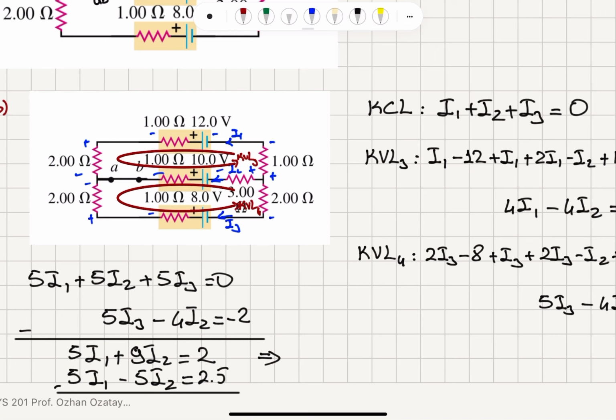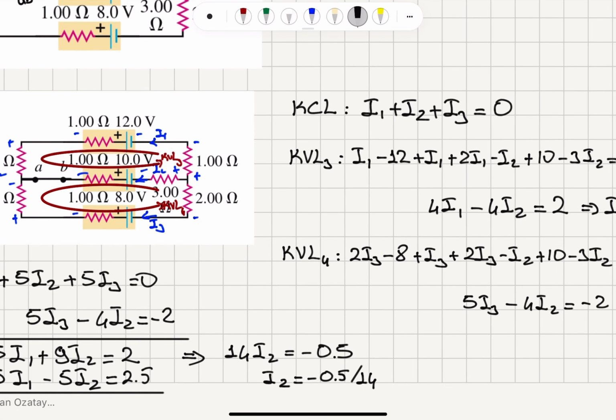9I2 minus minus plus, it's going to be 14I2, 9 plus 5, 14I2 is equal to 2 minus 2.5 minus 0.5. So I will find that I2 is minus 0.5 divided by 14 amps. But what I'm after is I1. So I1 is equal to I2 plus 0.5 amps.